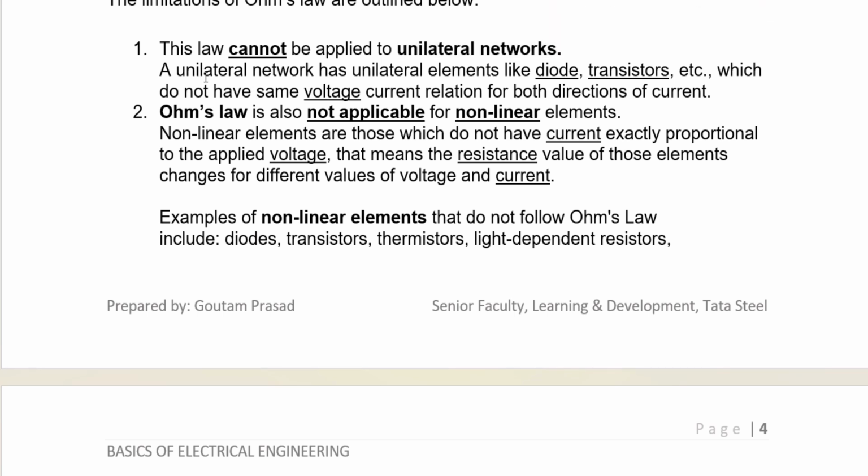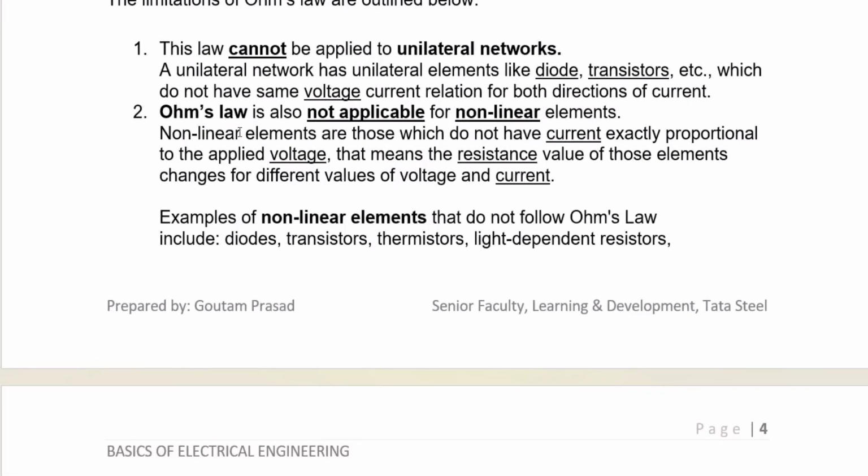Let us understand. A unilateral network has unilateral elements like diode, transistor, etc., which do not have the same voltage-current relationship for both directions of the current. Like a diode lets the current pass in one direction, and it stops the current from the other side. So its behavior in two directions is not the same. So here, Ohm's law fails to obey.